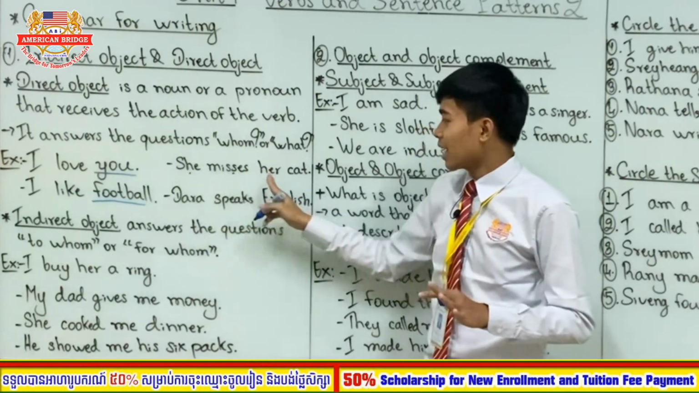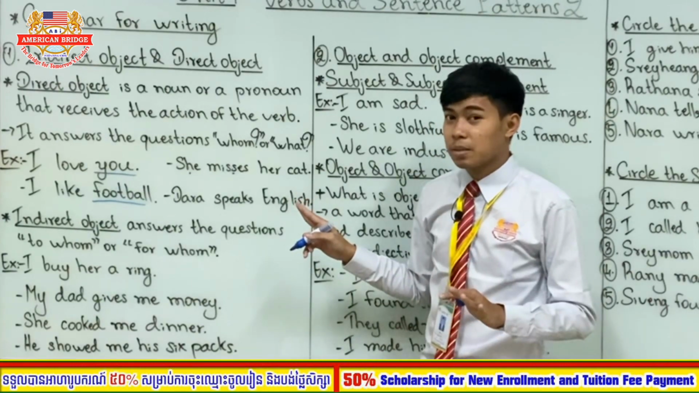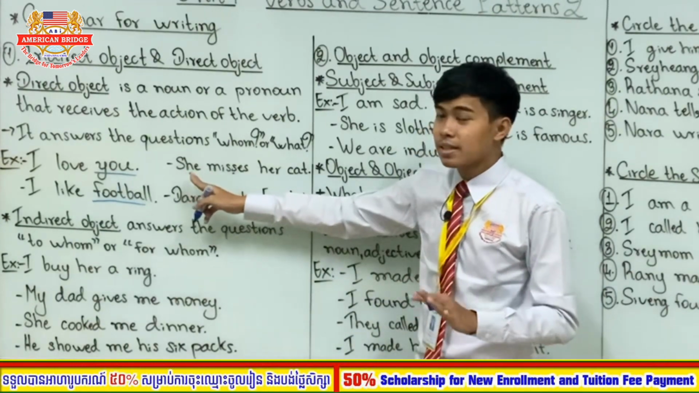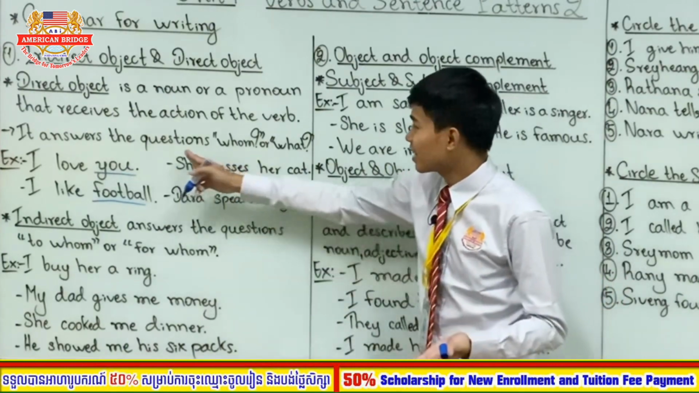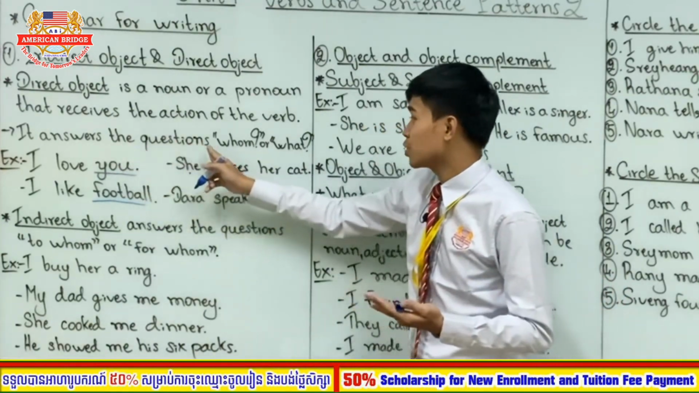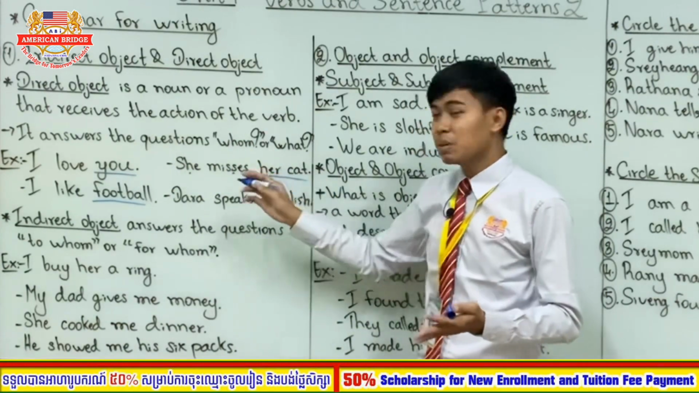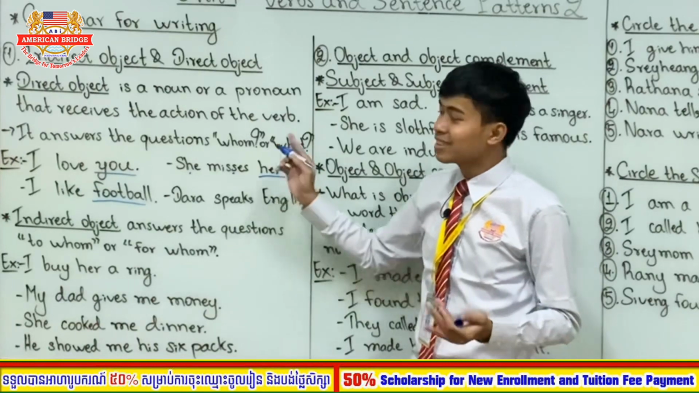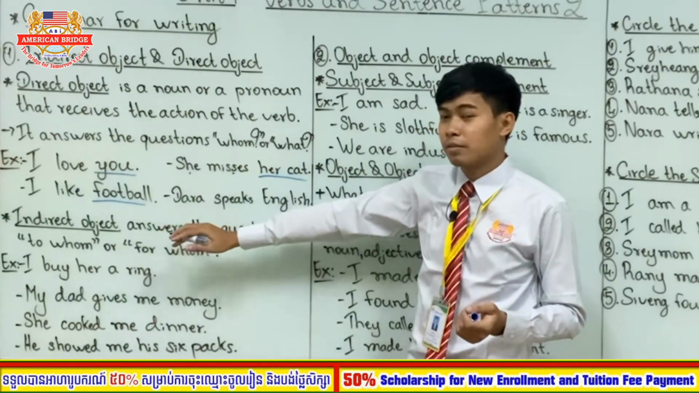She misses her cat. So here, what is the direct object? If I say she misses what? That's why they say it answers the question whom or what. She misses what? Her cat. So her cat is a direct object. Easy. Let's go to the last example of direct object.